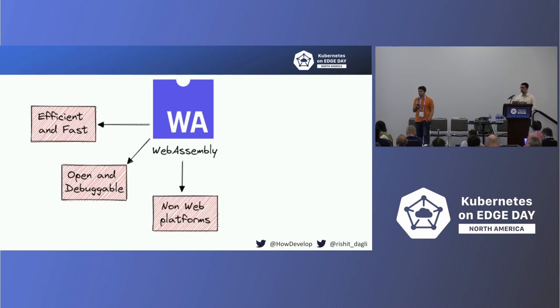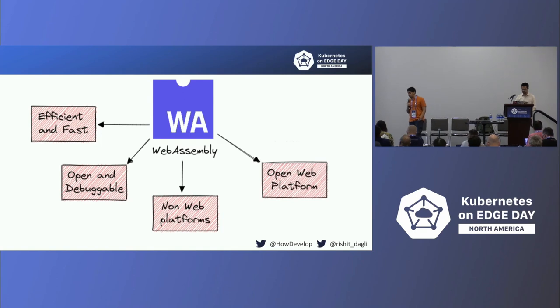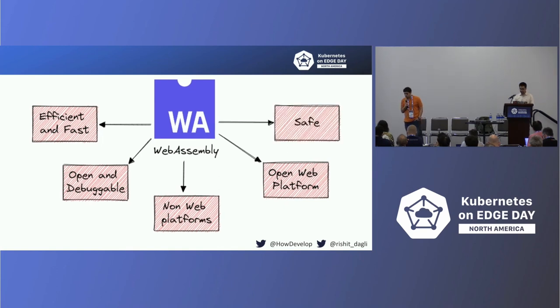WebAssembly is open source, which is why we are presenting some of the work we have been doing with WebAssembly. And it can also run on non-web platforms, which is kind of why you should think about using it for your edge applications. And it's also based on the open web platform, so you can also use it on the web for edge use cases where you might not have a lot of bandwidth, not a lot of network. You can also use it for that.